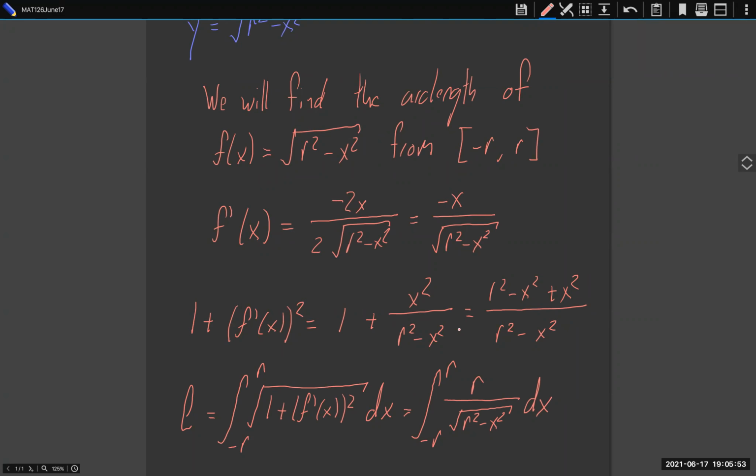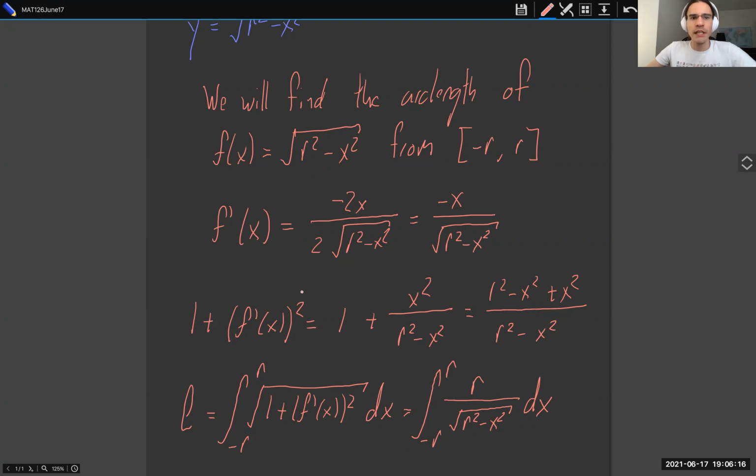Do you mind just going through it one more time, please? Sure. So we took this function f, and we want to know what its derivative is. This is a composition, right? The outside function is a square root function. The inside function is r squared minus x squared. So we differentiated it with chain rule. And then we got this expression.